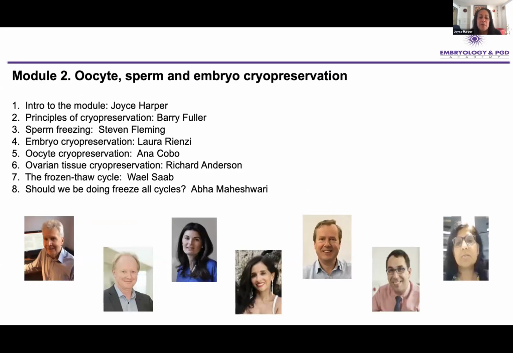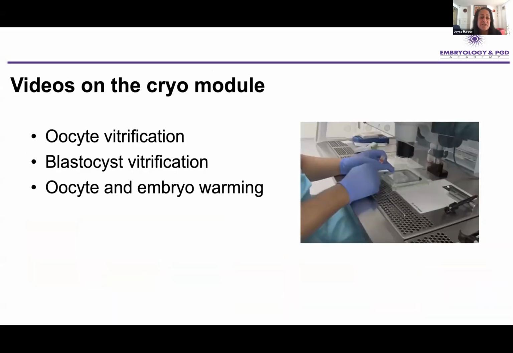So we're concentrating on cryopreservation today. So here is module 2, the cryo module. You can see the amazing world leaders we have. We had Barrie Fuller, who's really one of the experts of the basics of cryopreservation. Steve Fleming talks about sperm freezing, and Laura Rienzi about embryo freezing, Anna Kobo about egg freezing, Richard Anderson, ovarian tissue freezing, while Saab talks about the frozen thaw cycle from the clinical point of view, and Abha talks about the freeze-all cycles. So that's the basics of the lectures on the cryo module.